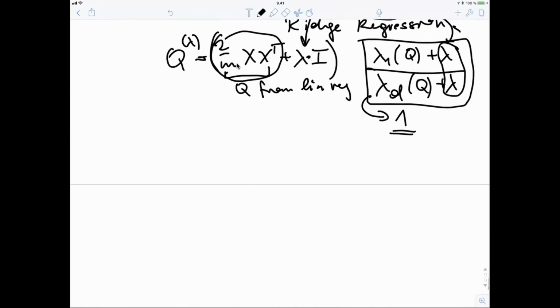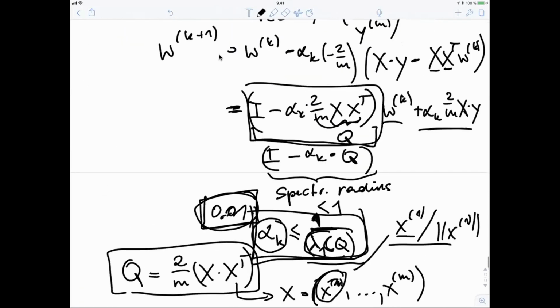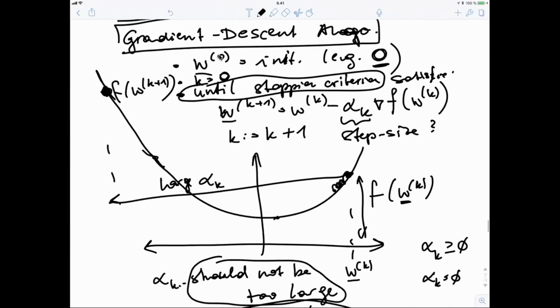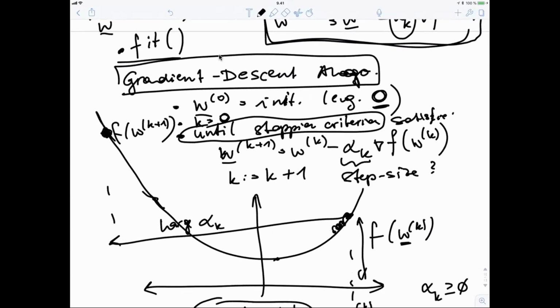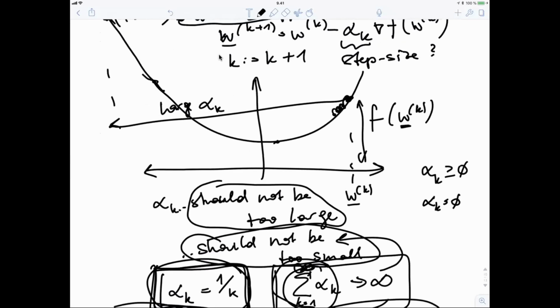Okay, so that's about choosing the step size, but there was another hyperparameter of gradient descent, which is also not trivial, which is the stopping criterion. When should we stop? Any ideas? What would be good stopping criteria?